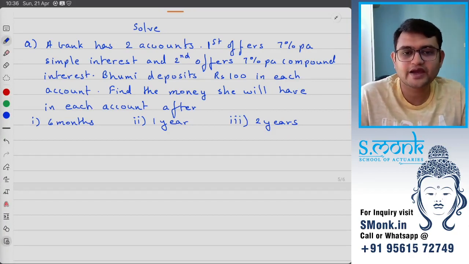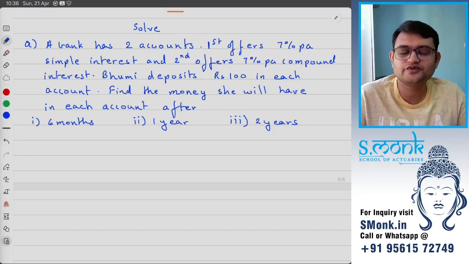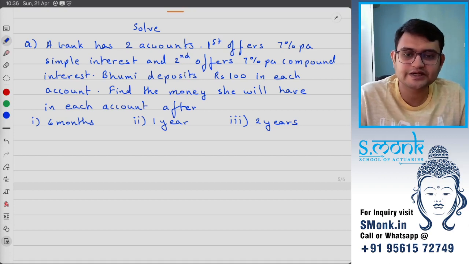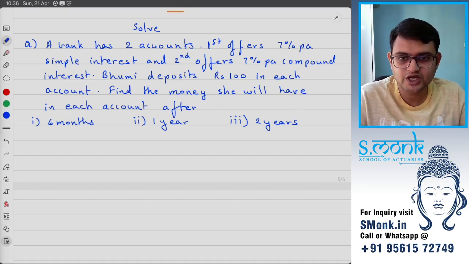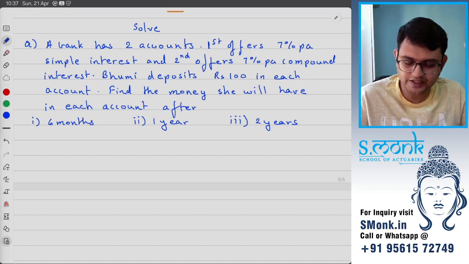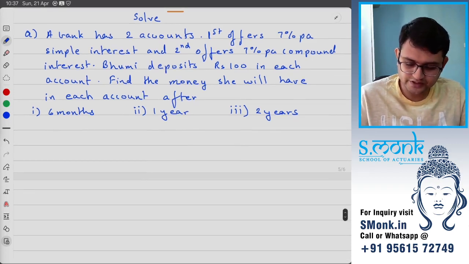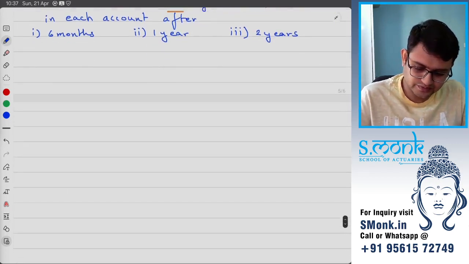We have a bank that has two accounts. The first offers 7% per annum simple interest and the second offers 7% per annum compound interest. Bhumi deposits rupees 100 in each account. Find the money she will have in each account after 6 months, 1 year and 2 years.